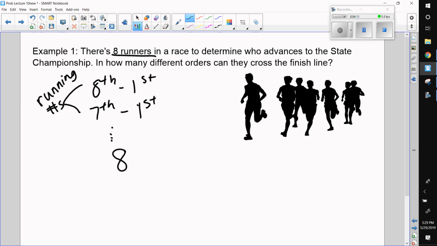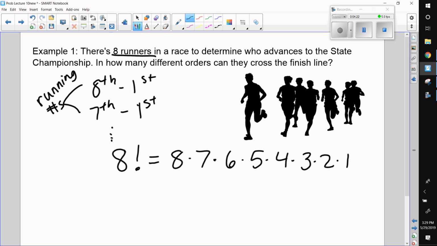So what's going to happen here is you've got 8 factorial, which means this person could be first, number 8, number 7 could be first, number 6. All of these have the options of being first, which means that you've got 40,820 different orders that these people could all come in.